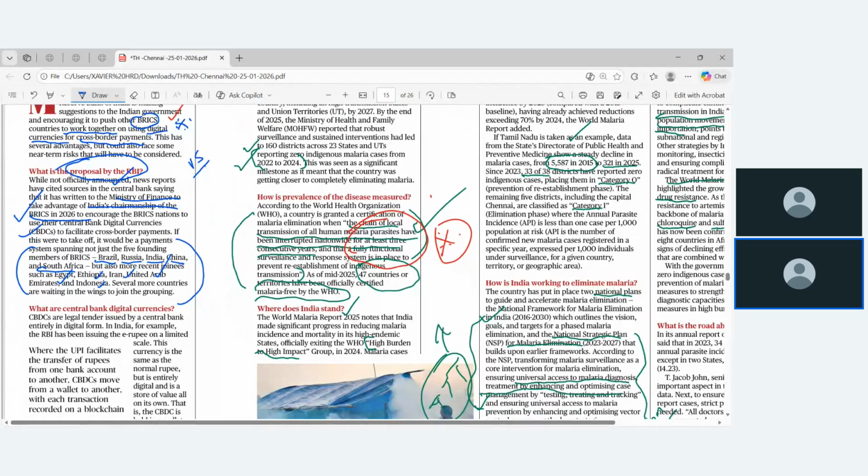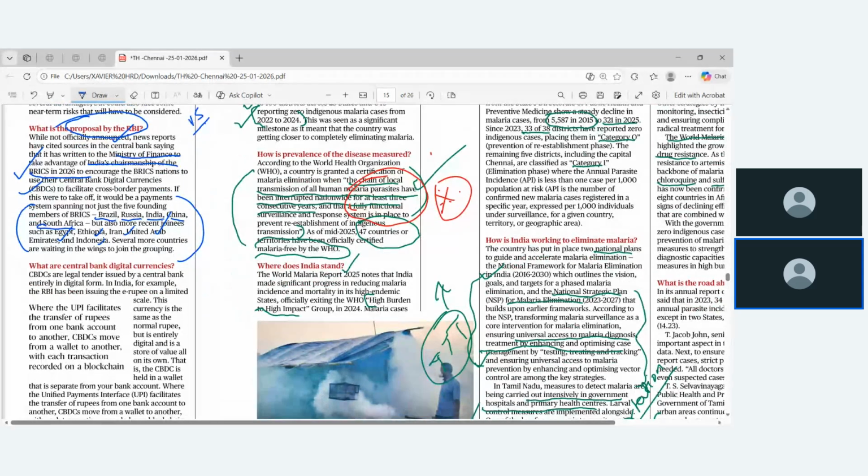And what are central bank digital currencies? Central bank digital currencies are legal tender issued by a central bank entirely in digital form. This is the definition of CBDC, a central bank digital currency. In India, for example, the RBI has been issuing the e-rupee on a limited scale. This is already in trial.